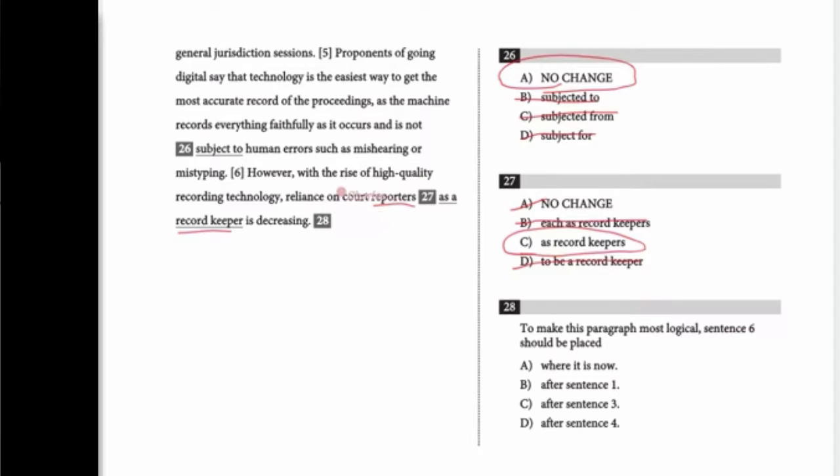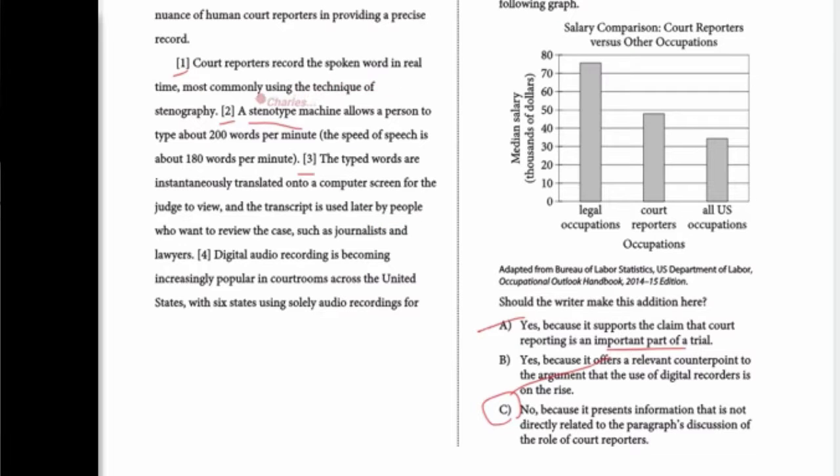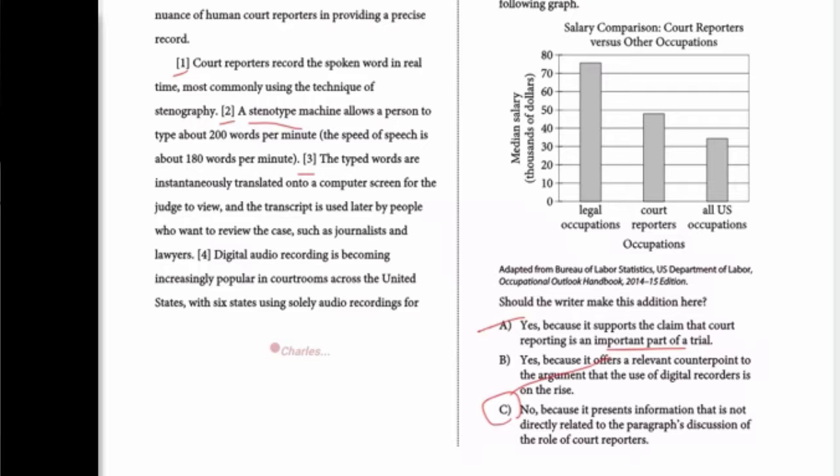Stenographers, however, with the rise of high quality recording technology, reliance on court reporters. Okay. Yeah, I think it's going after sentence 1. So court reporters record the spoken word in real time, most commonly using the technique of stenography. However, is contrasting as we're going to get into talking about machines. The rise of high quality recording technology has caused the recorders to decrease. And then it tells us about the stenotype machine that's faster than the human voice, and the type words are instantly translated, blah, blah, blah. We talk about the machine.